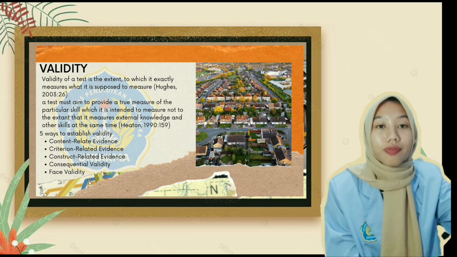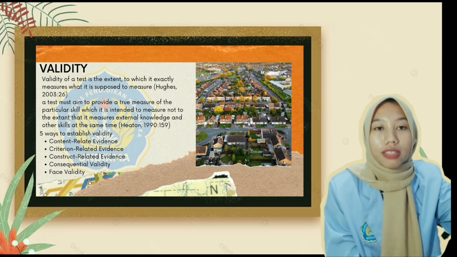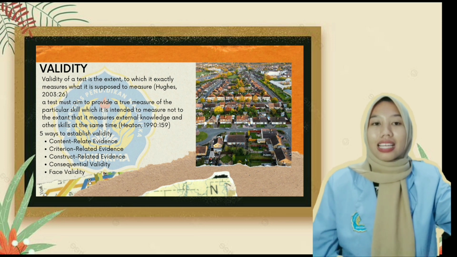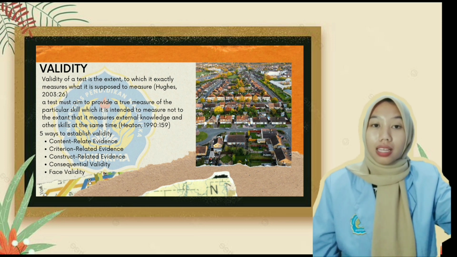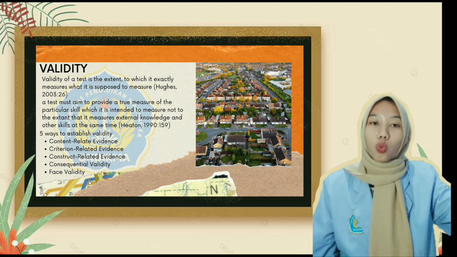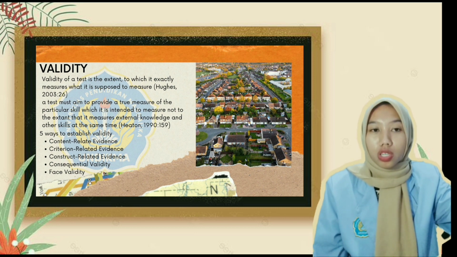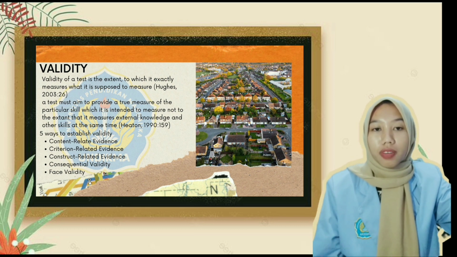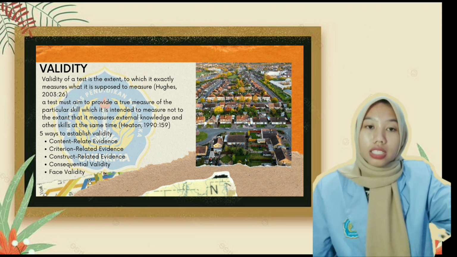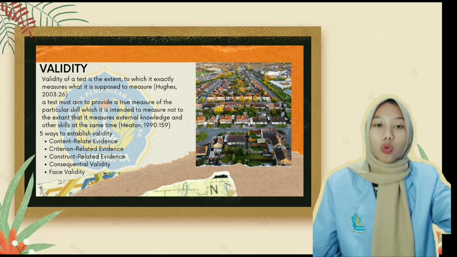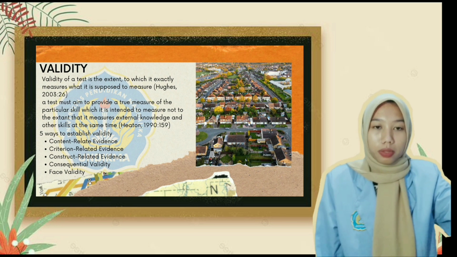Next we have validity. The validity of a task is the extent to which it measures exactly what it is supposed to measure. A test must aim to provide a true measure of the particular skill it is intended to measure, not extend to measuring external knowledge and other skills at the same time. There are five ways to establish validity: content-related evidence, criterion-related evidence, construct-related evidence, consequential validity, and face validity.